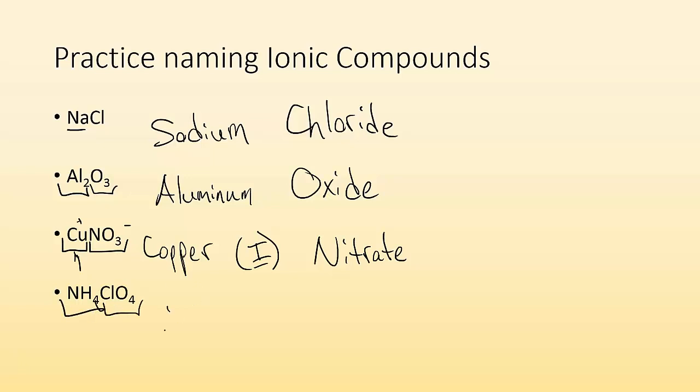I got NH4, which is ammonium. And I have ClO4 minus, which is perchlorate, right? So that's going to be ammonium perchlorate. And that's how you name those ionic compounds. Not so bad. All right, naming acids can be a little bit obnoxious, but it's got a system to it.